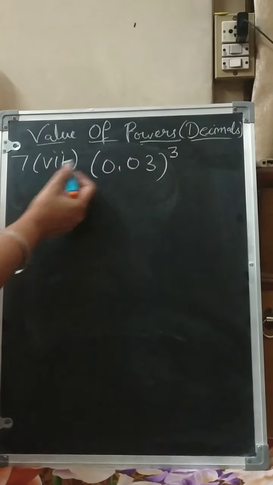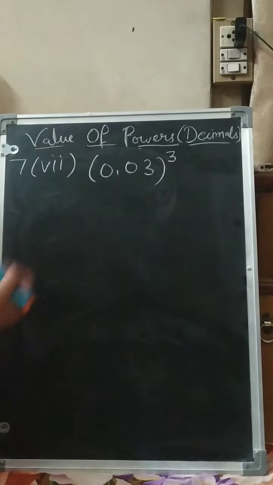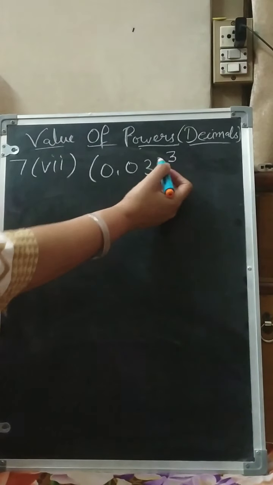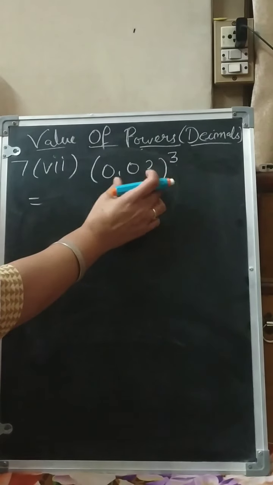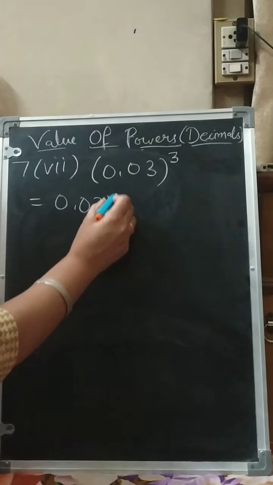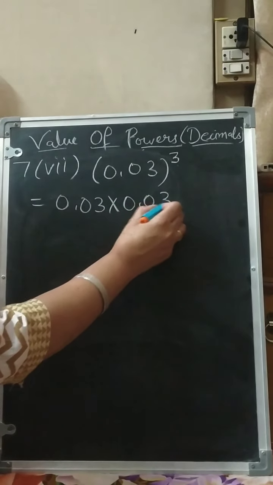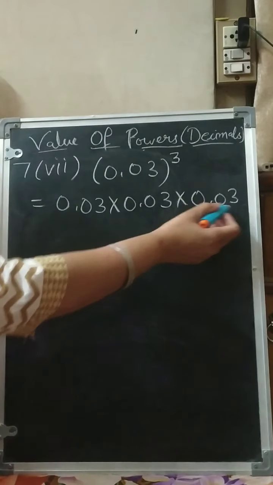Now 7th part, you can see our question is 0.03 power 3. It is called cube also. Okay, so how to open this bracket now? When power is 3, we will open this number 3 times. 0.03 multiply 0.03 multiply 0.03. Now we have to solve it.